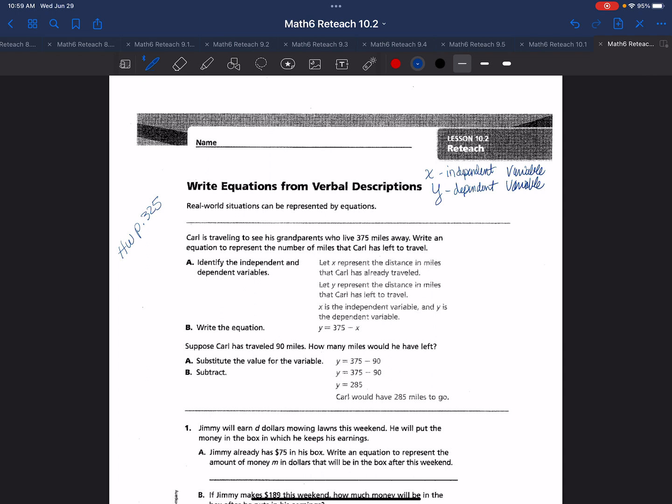Carl is traveling to see his grandparents who live 375 miles away. So we know that's the total distance. Write an equation to represent the number of miles that Carl has left to travel. So that's what we need to write our equation with. Step 1, identify the independent and dependent variables.